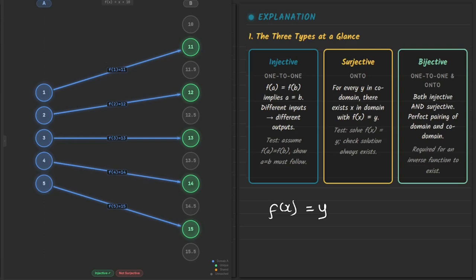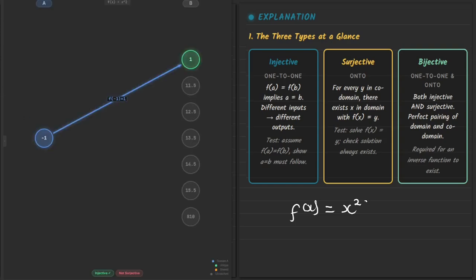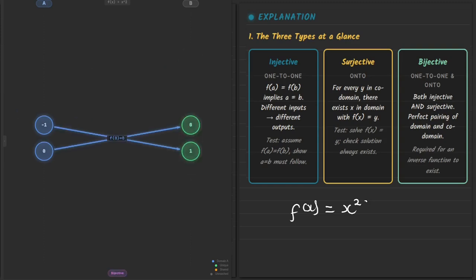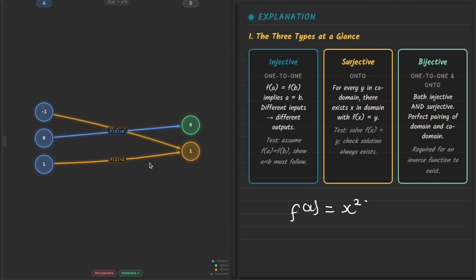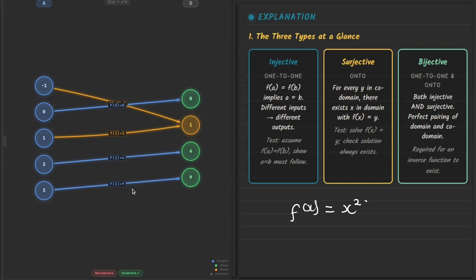So let's take another function and see. For the surjective, let's take a function as f(x) = x squared. With this function, if I put x to be -1, it is going to give me a 1. If I put x to be 0, I'm also going to get a 1. If I put x to be 1, I also get a 1. If I put x to be 2, I get a 4. If I put x to be 3, I get a 9.